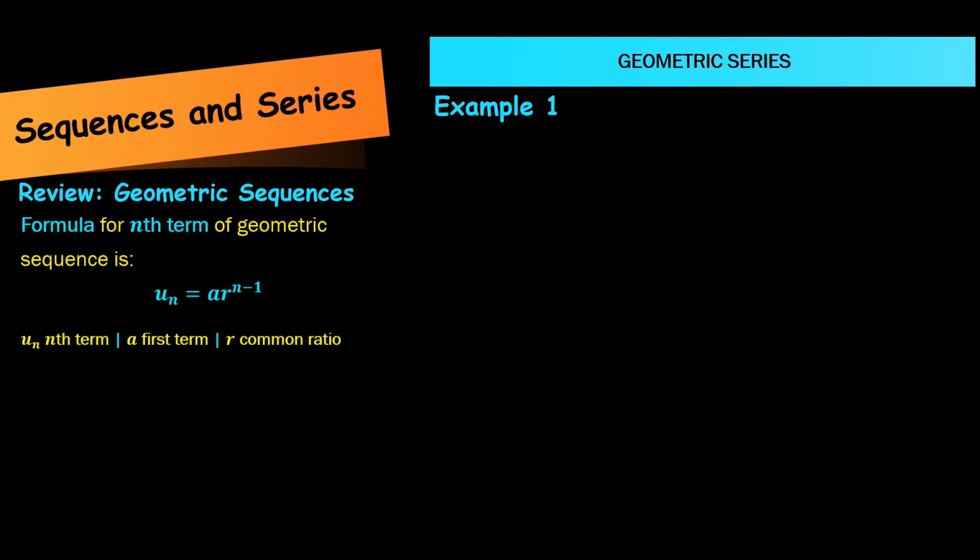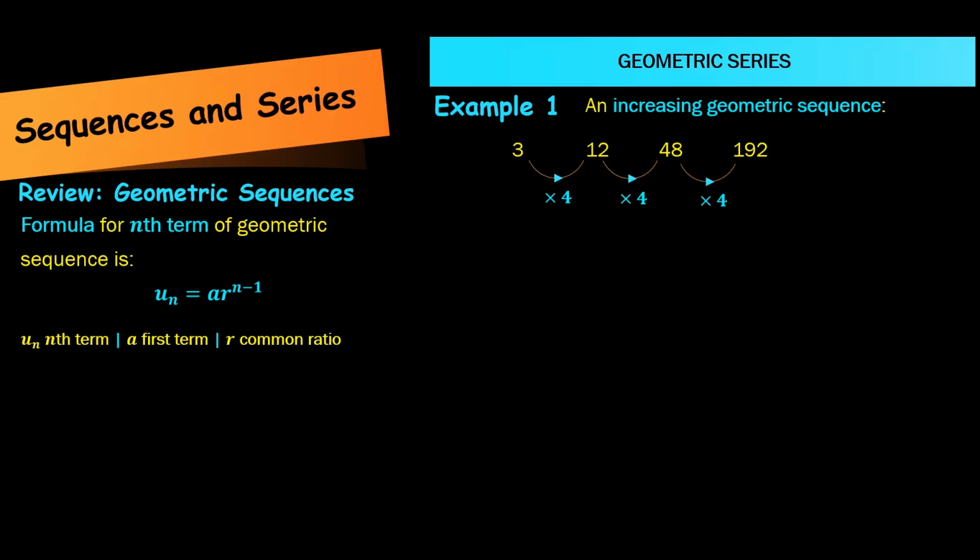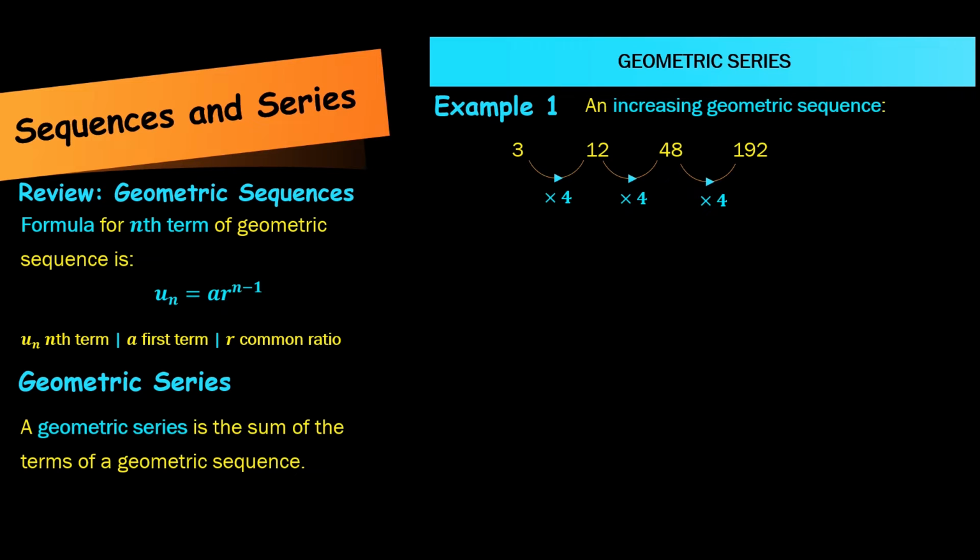Let's take a look at an example. An increasing geometric sequence could take the form 3, 12, 48, and 192. 3 has been multiplied by 4 to give 12. 12 has again been multiplied by 4 to give 48, and 48 has been multiplied by 4 again to give 192. All the values have been multiplied by the same constant in order to give the next term in the sequence.